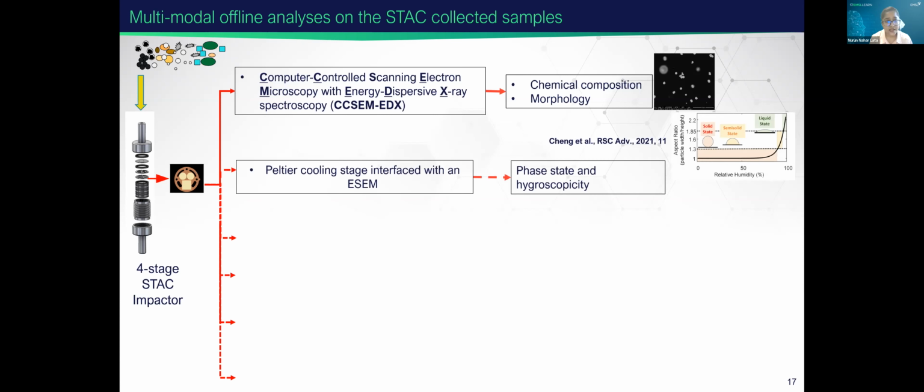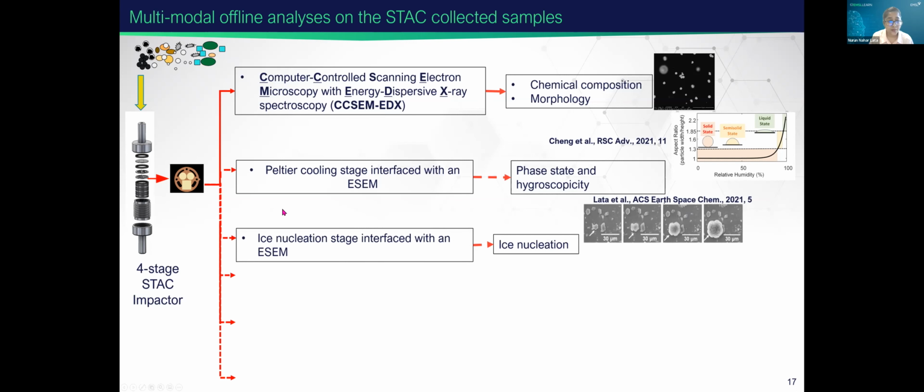The stack-collected samples can be used for understanding multiphase chemistry in the atmosphere. We have a capability called a Peltier cooling stage interfaced inside the environmental SEM chamber. This can help us probe the phase state and hygroscopicity of the particles. We can look at whether the particles are solid, liquid, or semi-solid, mimicking atmospheric conditions. This cartoon shows the paper published by Cheng et al., where we probe the particles' phase state at different environmental conditions.